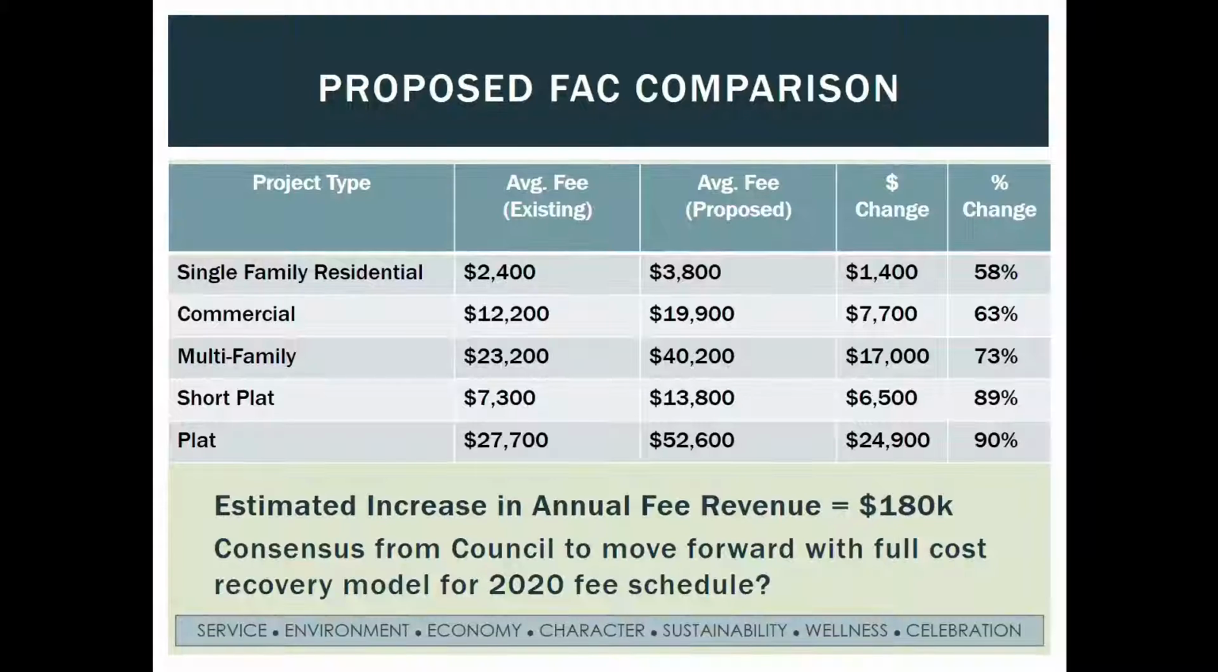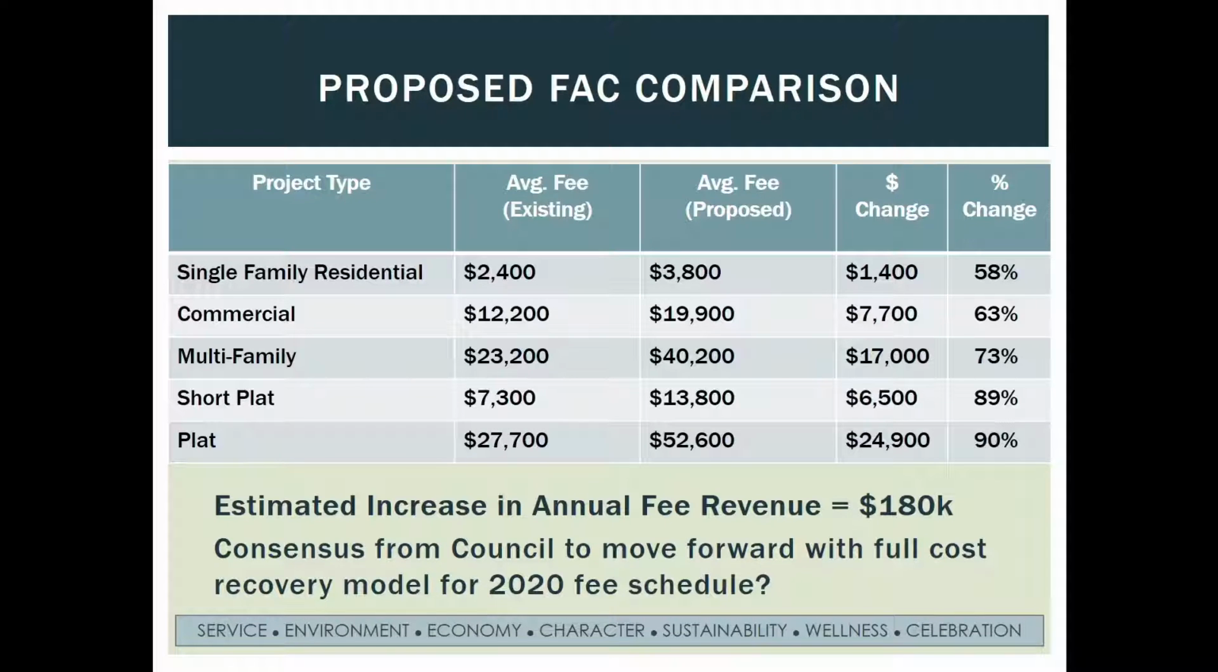So after all that, the bottom line. If we compare the different project types on the left and what their average fees are today, compared to what we are proposing in the 2020 fee schedule, should we pursue the 100% cost recovery that we've been talking about, we can see there are some pretty significant increases when you look at dollar amounts and percent changes.